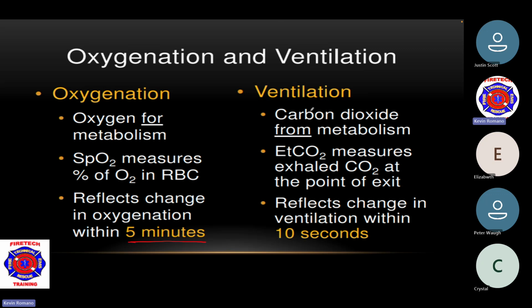Then we have our ventilation, which is carbon dioxide from metabolism, not for, but from. End tidal CO2 measures exhaled carbon dioxide at the point of exit. This reflects change in ventilation within 10 seconds. 10 seconds. So those are huge numbers, right? If we can't ventilate, we can't oxygenate. That's just the way it works. We got to make sure that we're actually providing good ventilation. And we can look at that based upon our waveform readings. Again, we'll get into this shortly.